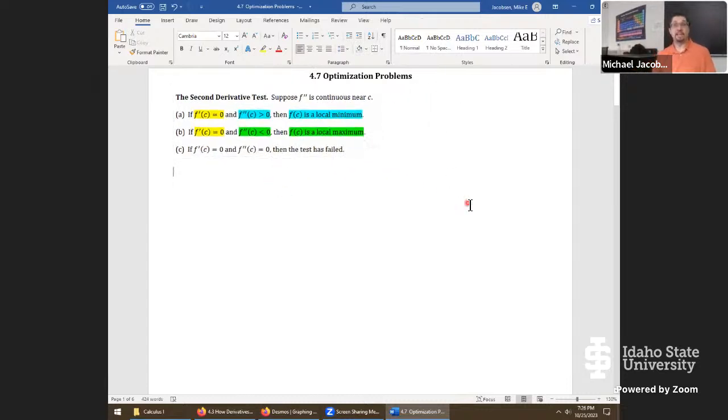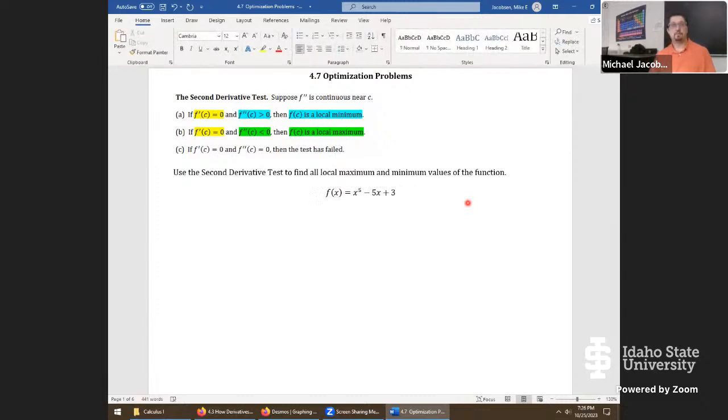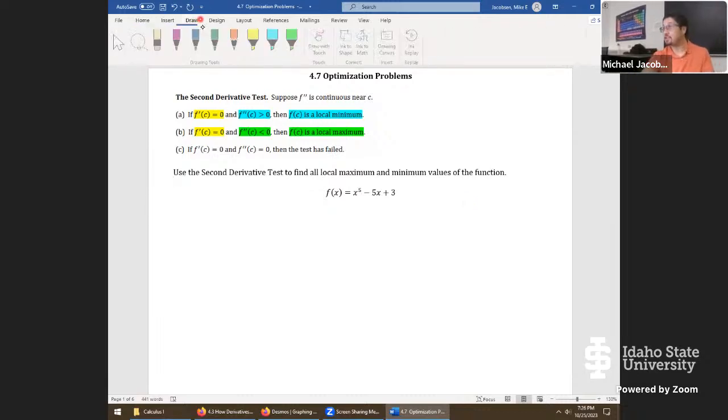We can make this problem be something along the lines of use the second derivative test to find all local maximum and minimum values of the function. Let's say our function this time is, I've got one prepared for us, f of x equals x power 5 minus 5x plus 3. So a nice warm-up problem to start off these notes. And here's how the steps are going to go for second derivative test.